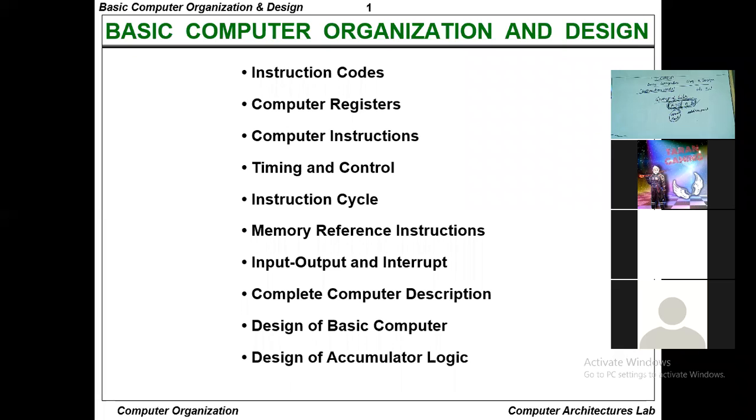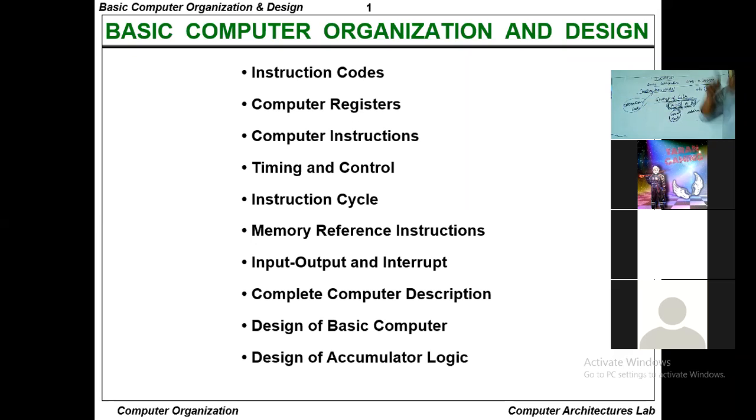Clear? Clear? Next is operation code. Operation means add operation, shift operation, subtract operation, logical operation, logical AND, logical OR, complement. These are the operations. If we represent these operations in the form of binary, that is the operation code, and operation code is a part of instruction code.